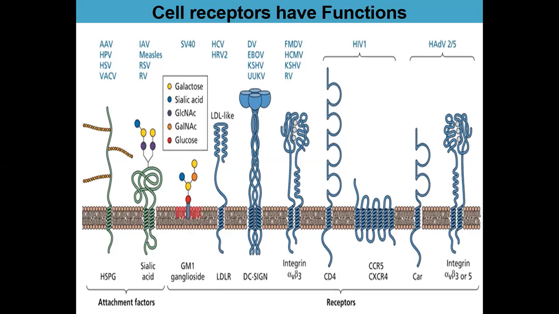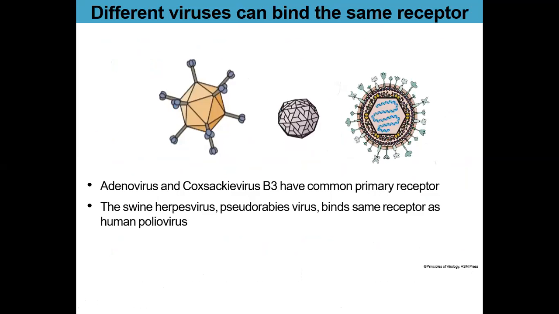So the receptors have attachment factors, and here you can see that many viruses can use the same receptor. Here you see IAV, measles, RSV, RV, HCV, HRV2, and here Ebola virus and DV, UUK. These are the different viral infections. This is FMD, HC, rotaviruses, and many viruses can use the same receptor as a gate for their entry.